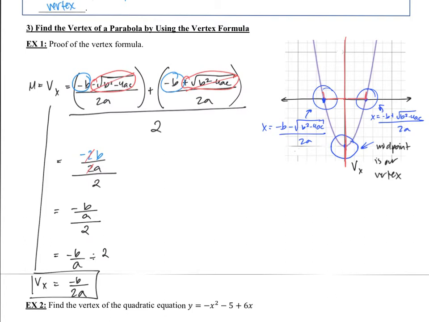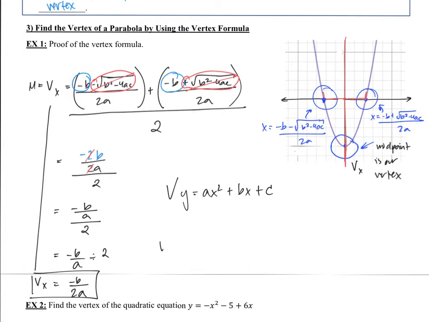How do we find the y value? Well, whatever x value you find, you're going to go ahead and plug that into your equation to find your y value. So notice here, the formula for the x value always stays the same, regardless of what equation you have. But your y value will change depending on your equation, because you just take your x and plug it into the specific y.